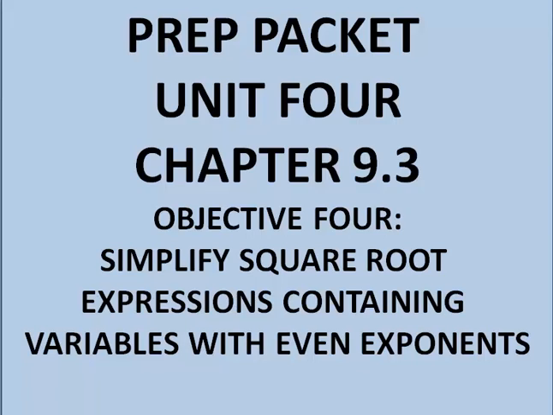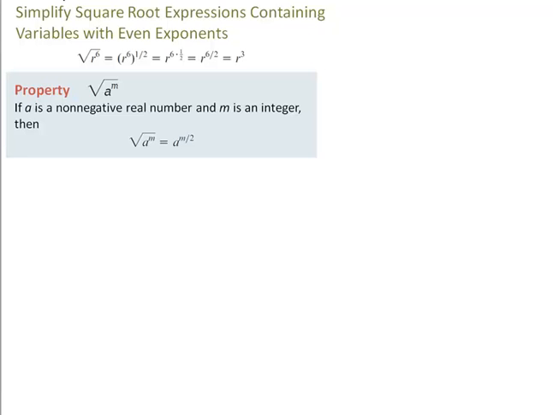This is the prep packet video for Unit 4, Chapter 9.3. We're looking at Objective 4, where we simplify square root expressions containing variables with even exponents. So let's take a look at what that actually means.